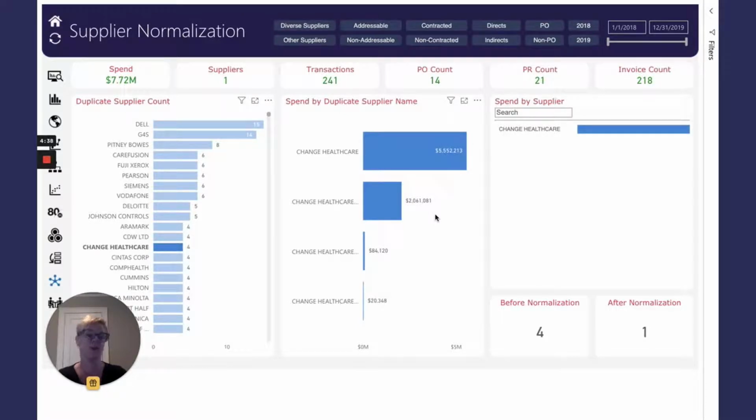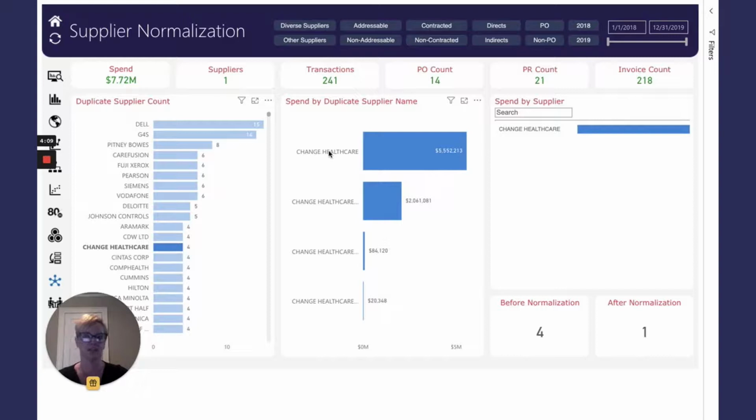that data and normalize that so that multiple instances of one supplier can be grouped together under one supplier name. For example, if we look here, Change Healthcare has four different names within the ERP system. Simfoni was able to leverage their AI and natural language processing to take those four instances of Change Healthcare and roll them into one instance for Change Healthcare, therefore making sure that we get all that credit together.